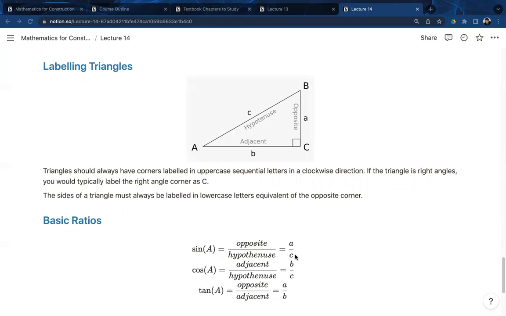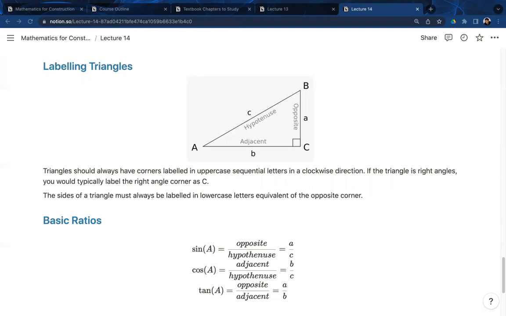So sine A is a over c. Cosine A is b over c. The adjacent is just the other side. You have three sides. One is the hypotenuse, one is the opposite. Obviously, the other side is the adjacent, the side adjacent to the angle, right? And we call the tangent of an angle the ratio opposite over adjacent. This is how they are defined for a right angle triangle.